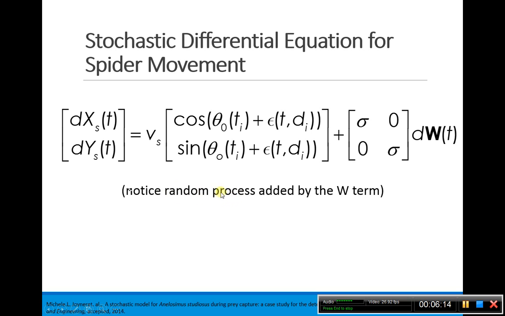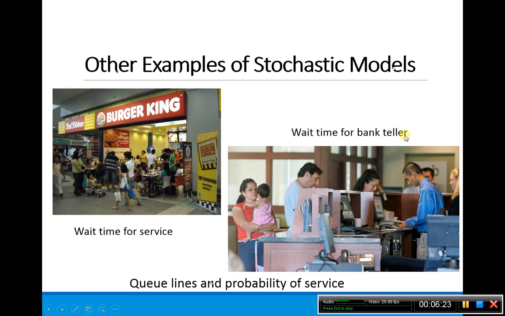So again, we have a random process. Here we have our deterministic part. Here we add the randomness in. So this is a stochastic differential equation.